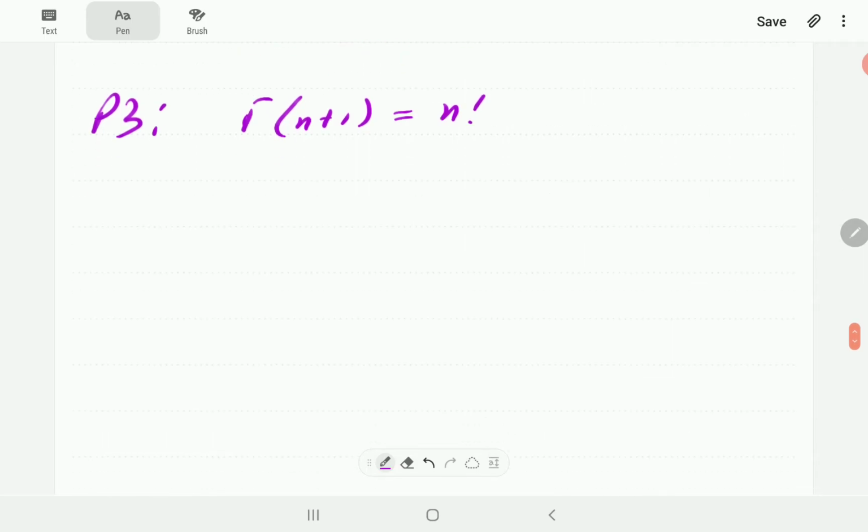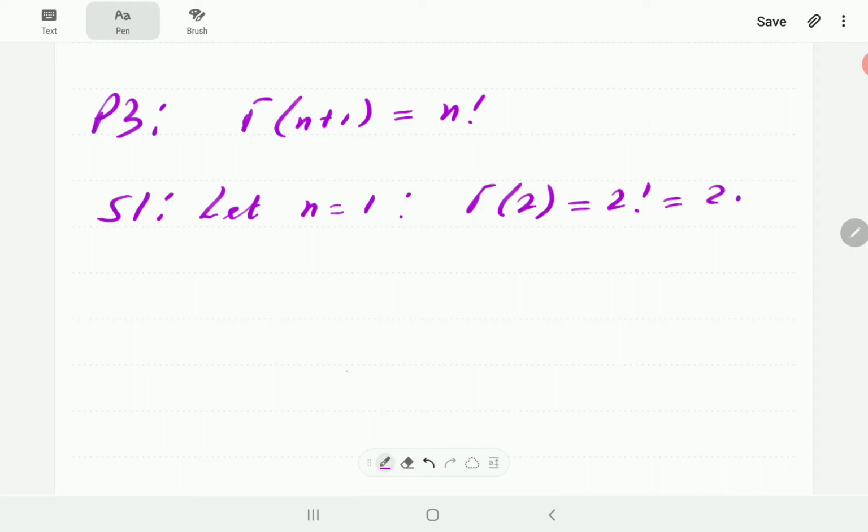So in mathematical induction, we have got 3 steps. The base case: if we let n be equal to 1, then this thing is saying the gamma of 2 is equal to 2 factorial, which is, on the left hand side we're going to have 2, on the right hand side we're going to have 1. So gamma function of 2 is 1 factorial, which is 1.